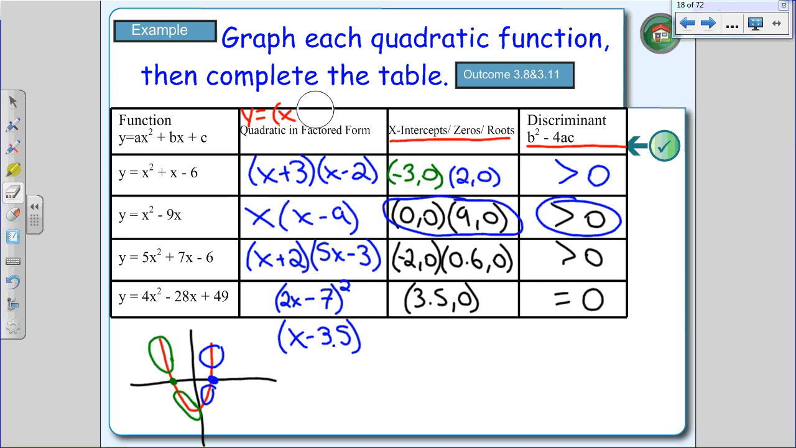And we'll see different letters. It doesn't have to be A and B. A lot of the times it's M and N. You might also see X1, X2. We'll talk more about factored form in the future, but you should be seeing that there's a correlation between factored form and solutions. We will talk more about that in a future lesson.